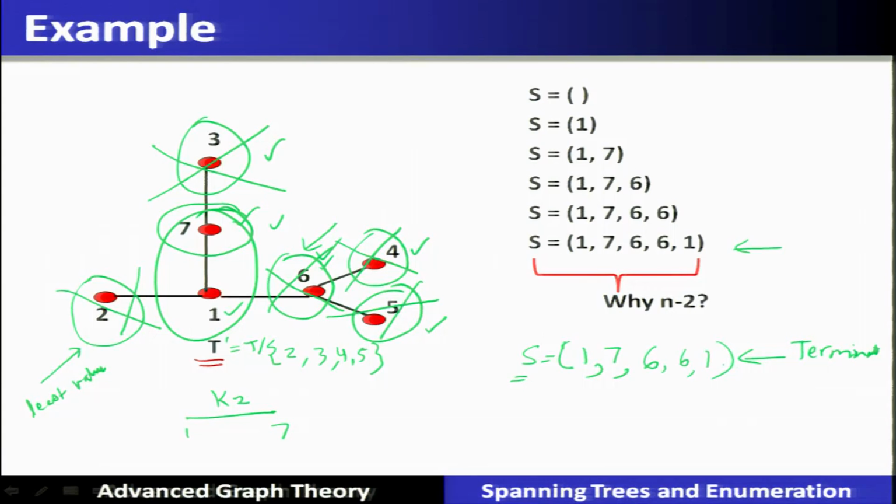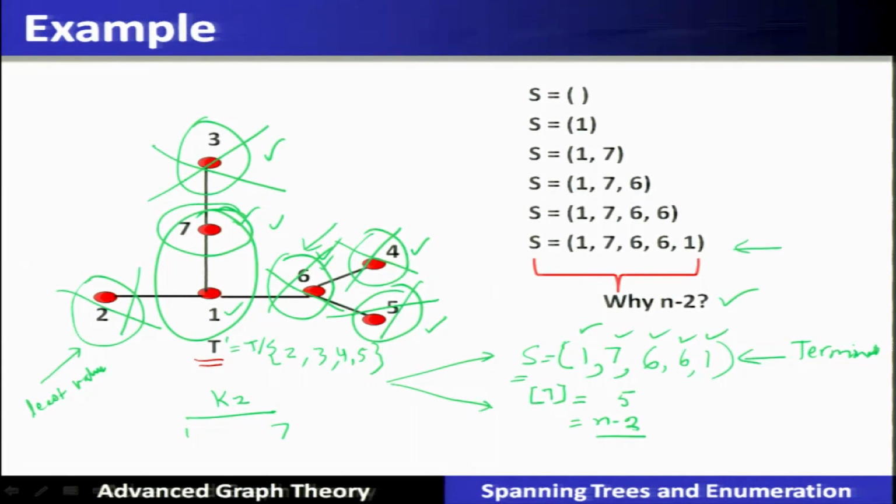If we count how many elements are there in this sequence: 1, 2, 3, 4, 5. And how many nodes were there? There were 7. So that 5 is nothing but n minus 2. So the length of the Prüfer sequence, as we have seen in the algorithm, is that it will generate for a particular tree a Prüfer sequence S of length n minus 2.